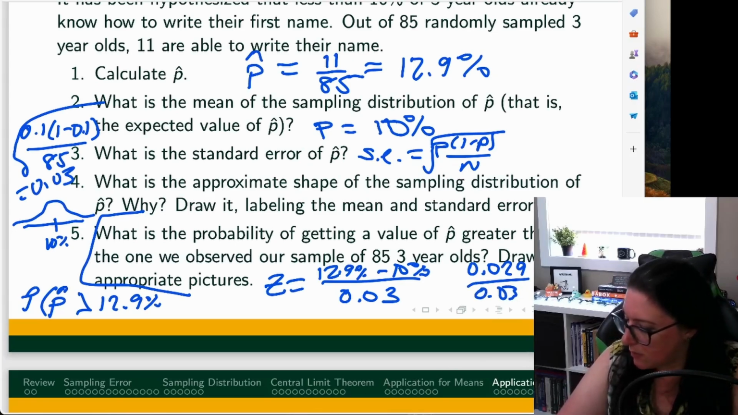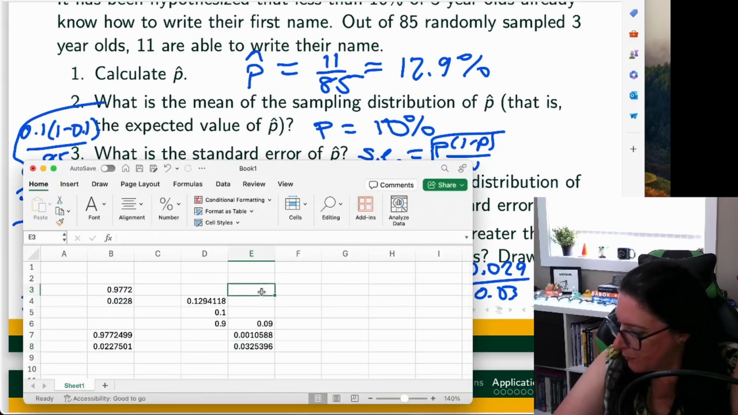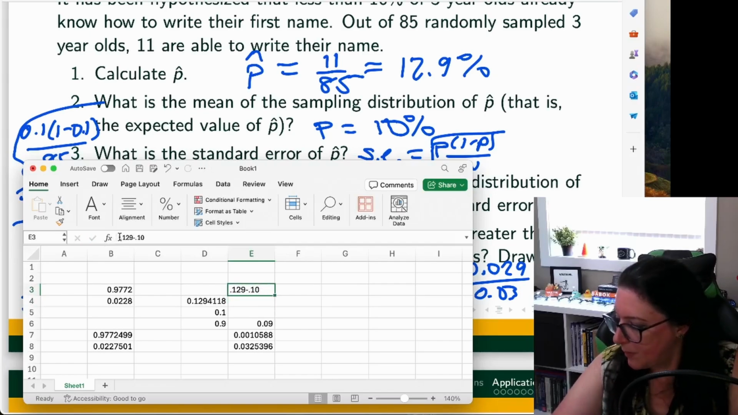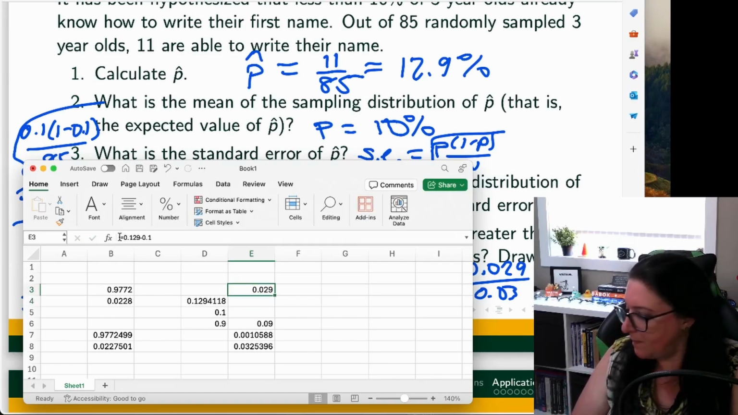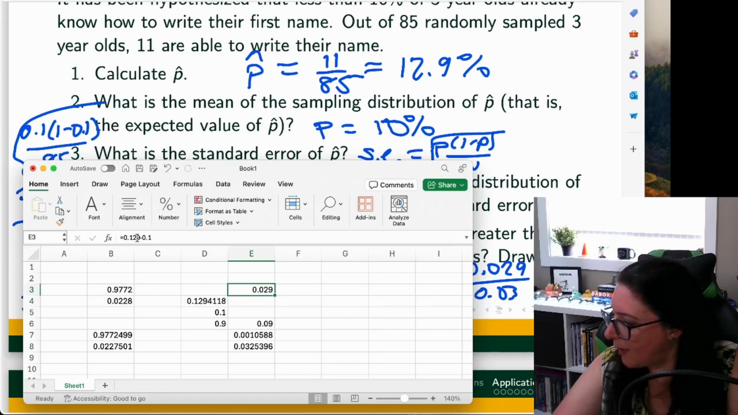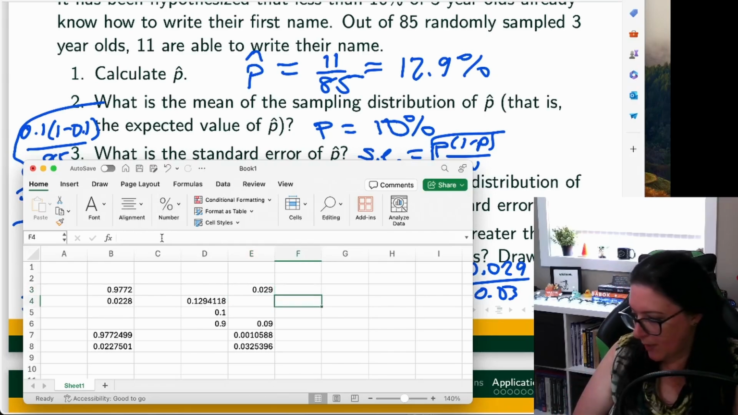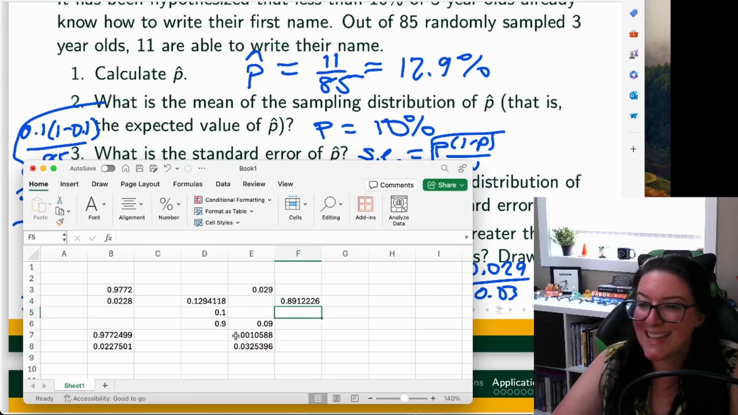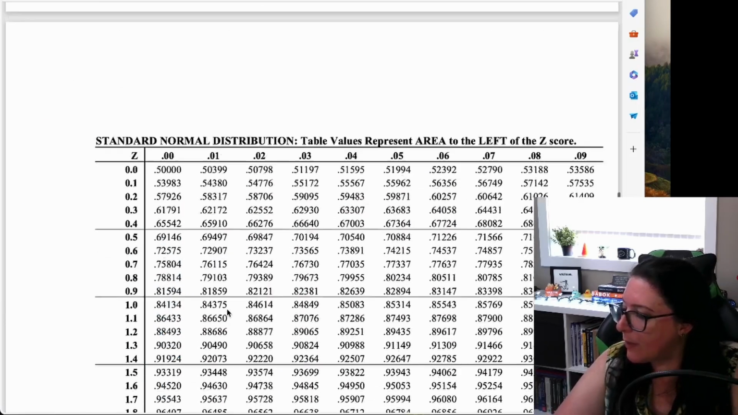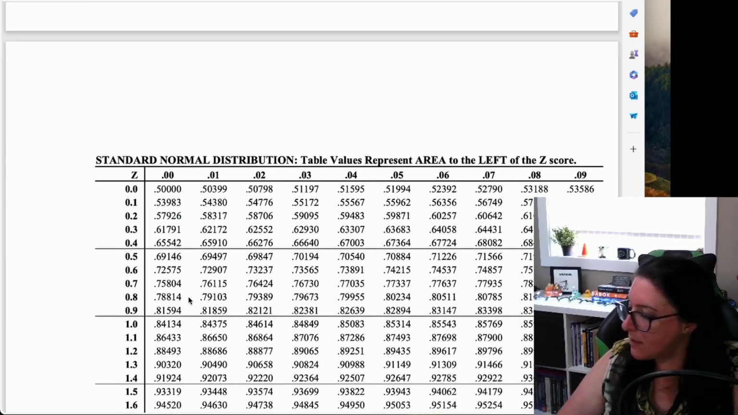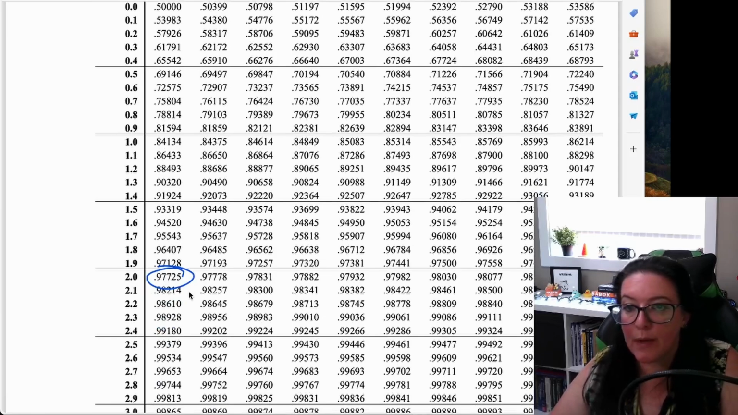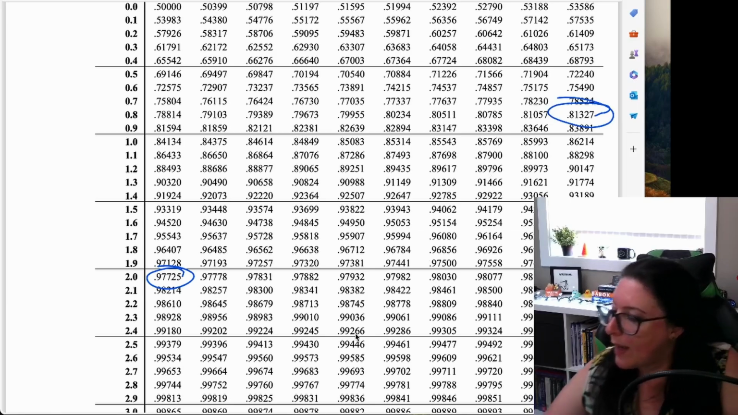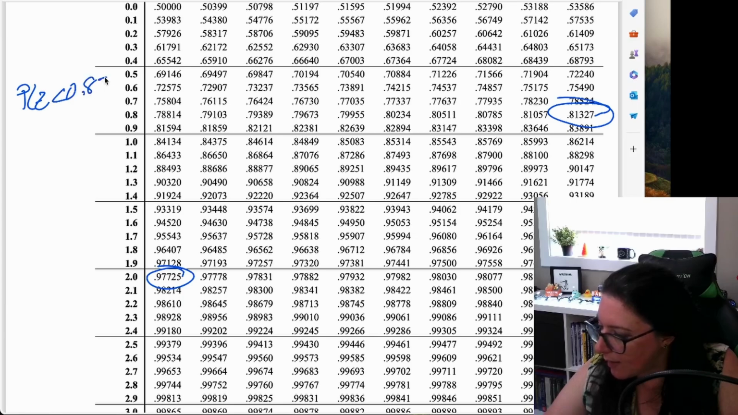Okay, so let's get our exact number here. All right, 0.129 minus 0.1. So we're going to take that number, 0.029, and we're going to divide by our 0.0325, and we get 0.89. So we would go to our standard normal table, we would look for 0.89, 0.8, and then the part you can't see that my head is covering up, 0.89, 0.81327.